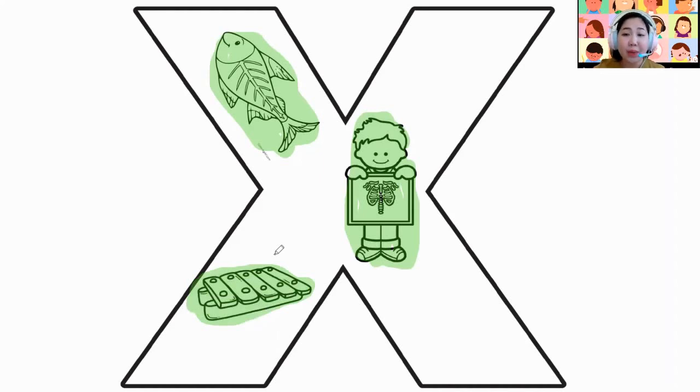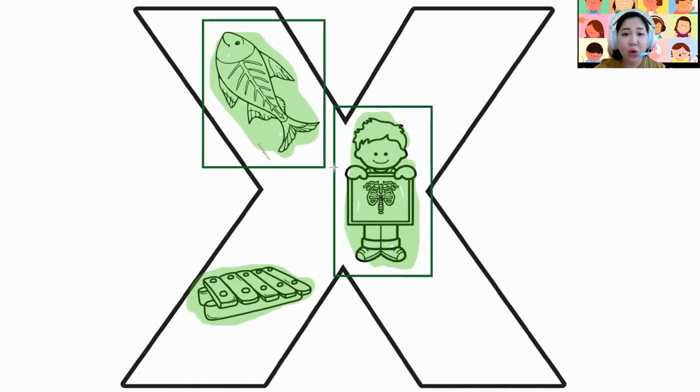Later on, when we have our bingo mat, I will also introduce to you other words that begin with the letter X. But some of the words are a little bit difficult to pronounce, so we will ask YouTube to help us pronounce the words. So let's review again. We have the letter X. And what makes the sound? X, x. Yes, letter X makes the sound x, x. X is for X-ray. X is for X-ray fish. And lastly, X is for xylophone.